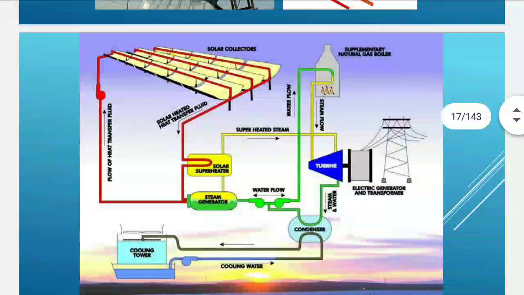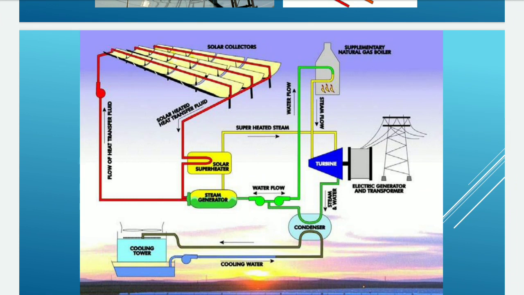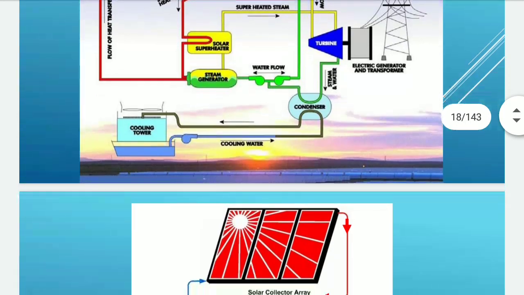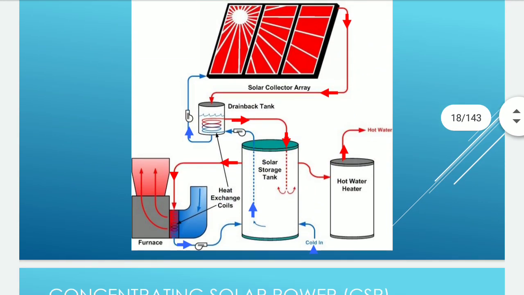Another diagram shows solar collectors, steam condenser, generator, superheated steam turbine connected to an alternator, and then receiving condensed water and again forced to the cooling tower. This is the power generation diagram through steam by using solar radiation. This is the solar collector array. Furnace, using in furnace hot water, cold water drainage system like this.